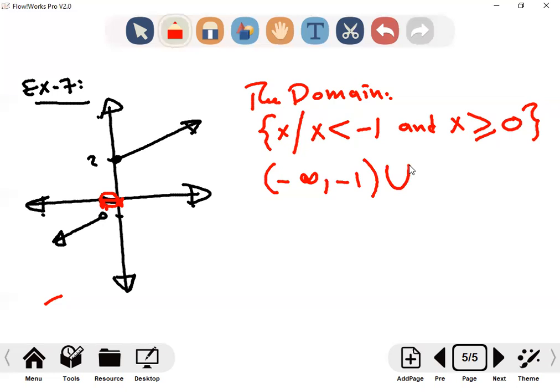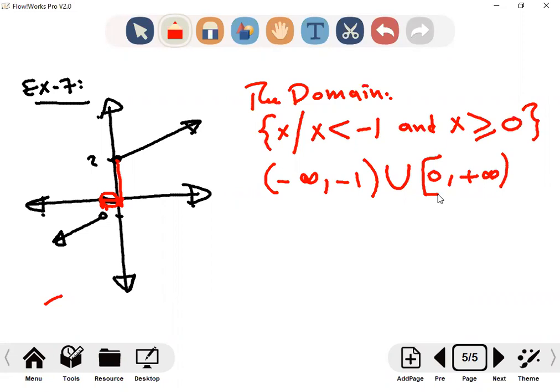Now, this U means union, it means both together. This and this, okay? From 0 to where? To positive infinity, right? Infinity always takes parentheses. Is the 0 included? Yes. So the 0 we put closed. Without equal, parentheses; with equal, closed bracket. Got it? This is the domain.